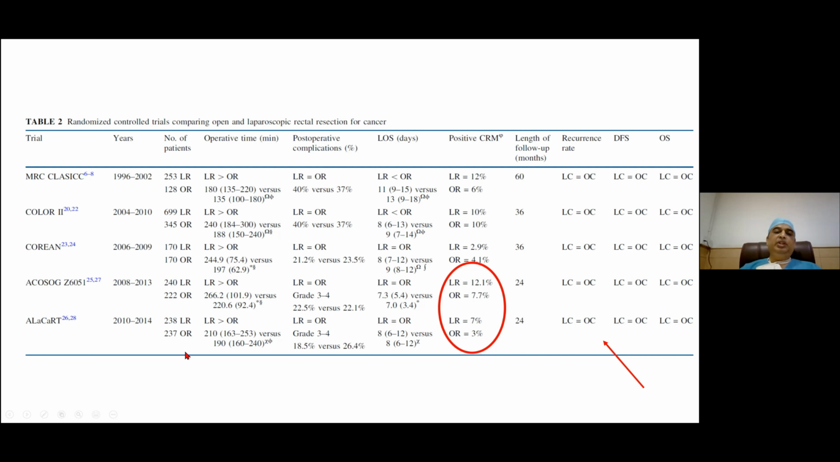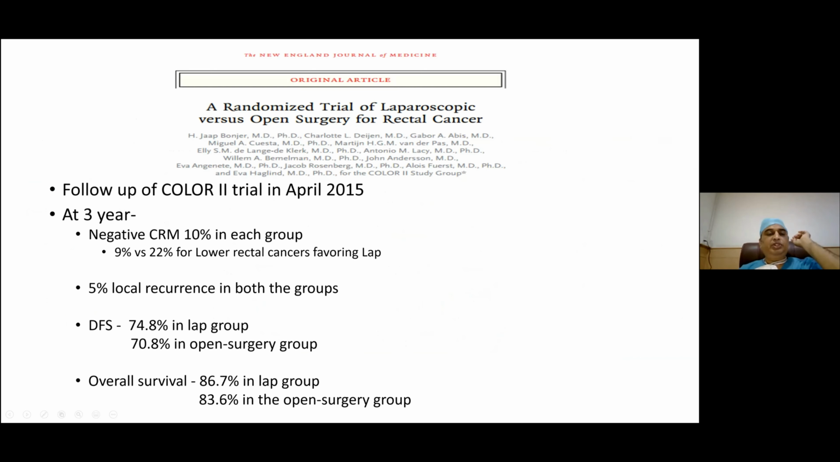So at present, with the latest COLOR II trial, it has been shown that the CRM positivity rate was similar. The local recurrence rate was 5% in both the groups, and there was no difference in DFS and overall survival. So most of the centers are doing laparoscopic rectal surgery, but one should be careful in selecting patients, especially for low rectal tumors, because one should not compromise on the oncological outcomes.